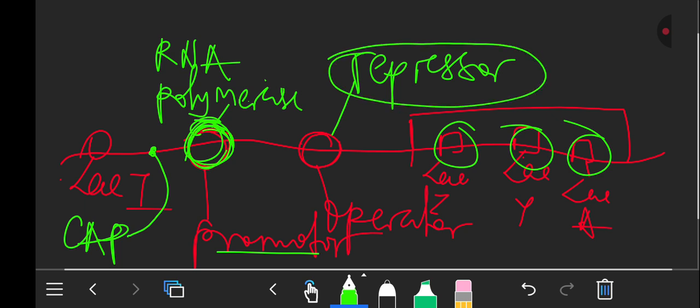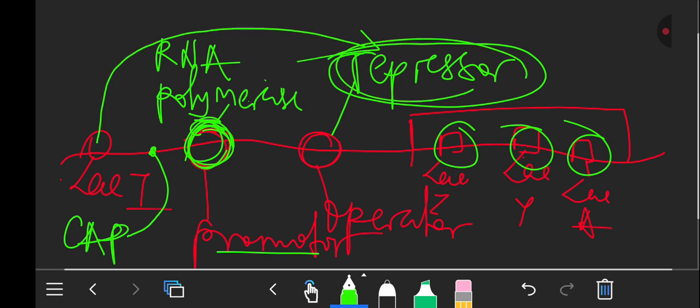Remember, we said that this repressor is produced. It is just an enzyme which is produced by the lac I. Okay? So this lac I, the inducible, I means inducible. So this lac I, or the inducer, produces the repressor. Okay? Once this repressor is produced, it comes to bind at the operator.